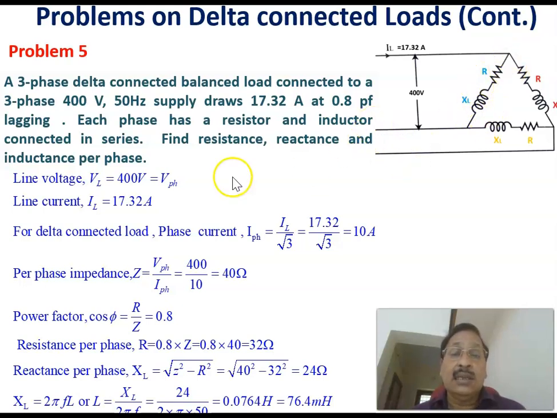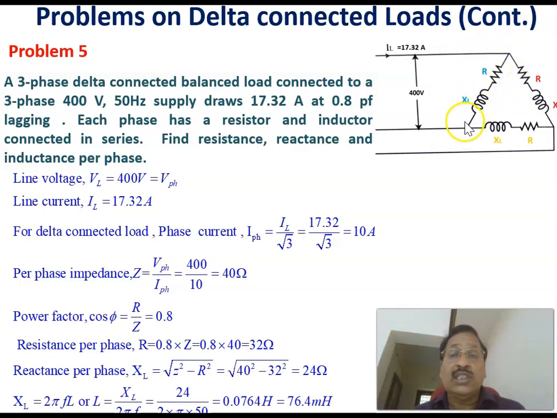To calculate that, first, in this delta connected load, as we know, the line voltage is the same as the phase voltage. Therefore, the phase voltage is 400 volts. Now, the line current is given as 17.32 amperes. The relation between line current and phase current is that line current equals root 3 times phase current. Therefore, phase current equals line current divided by root 3, which is 17.32 divided by root 3, or 10 amperes. Therefore, the phase current is calculated.